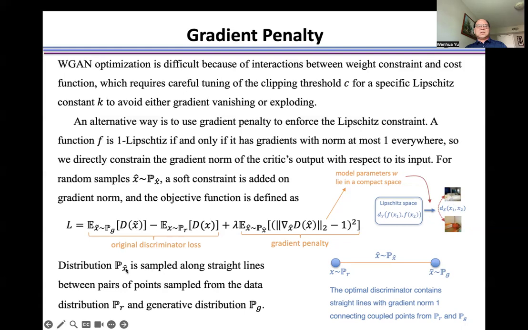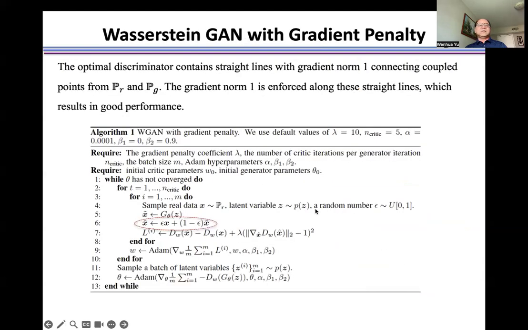Distribution P x hat is sampled along straight lines between pairs of points sampled from the data distribution PR and the generative distribution PG. The optimal discriminator contains straight lines with gradient norm 1 connecting coupled points from PR and PG. The gradient norm 1 is enforced along these straight lines, which results in good performance.